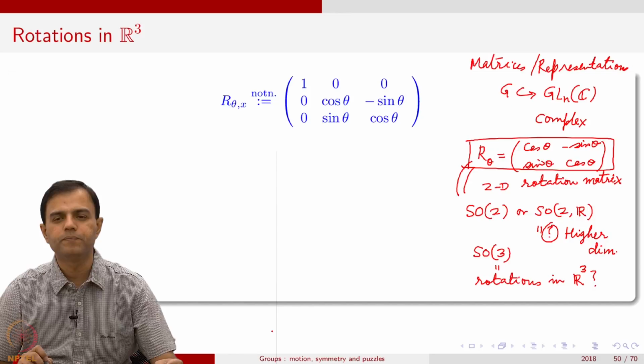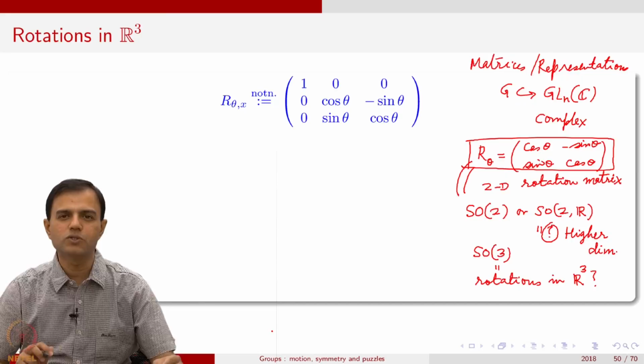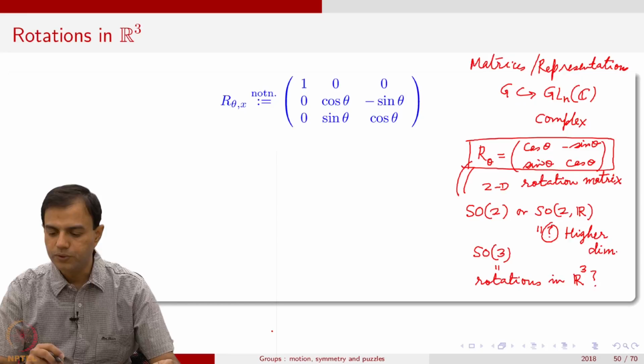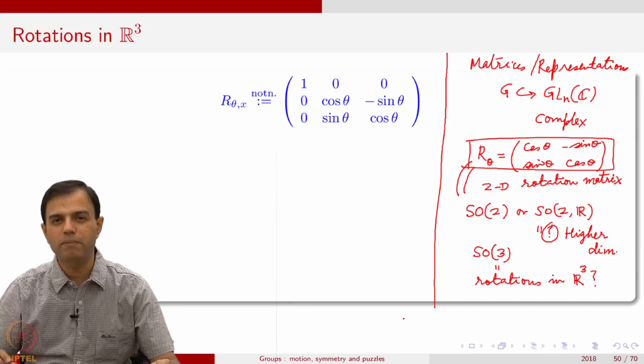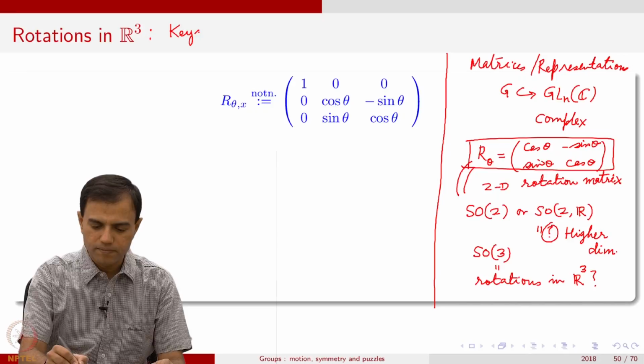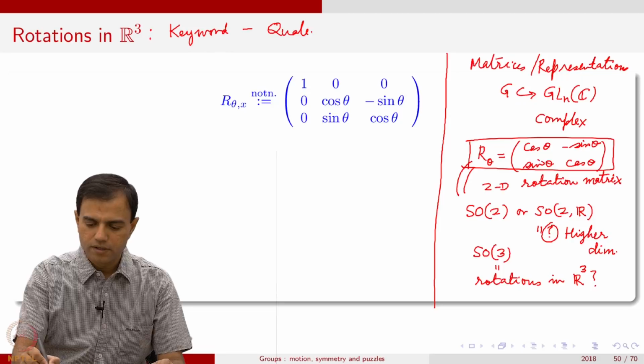Now there are some tricky things. One tricky thing is that there are so many axes about which you can rotate. There are infinitely many options for you to pick the axis about which you want to rotate. So there are issues, and as we would learn, matrices are not the best representations for expressing rotations in three dimensions. And the keyword for this talk is quaternions.